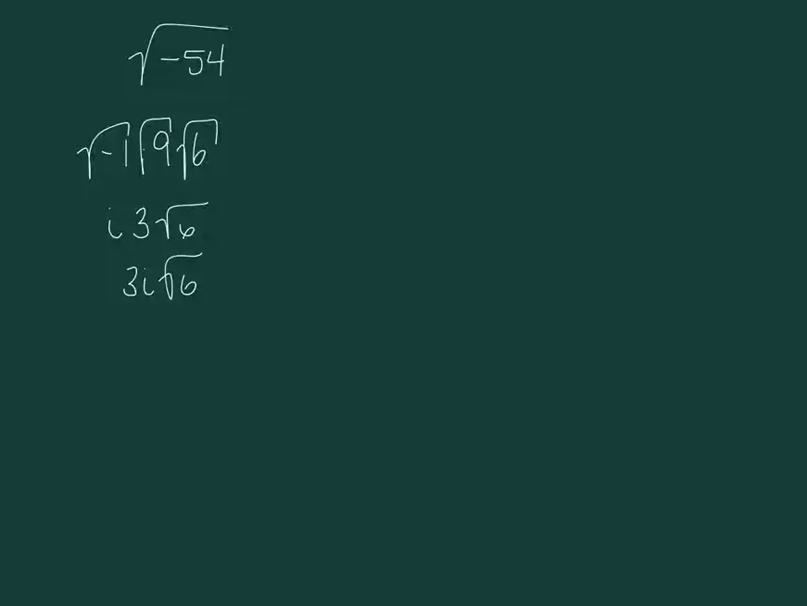Let's do the square root of negative 54. Okay, well 54 I know is divisible by 9, so it's going to be 9 times 6 is 54, times negative 1, square root, square root, square root. i, 3, square root of 6, so 3i square root of 6. Okay? And that's it. That's all you do.